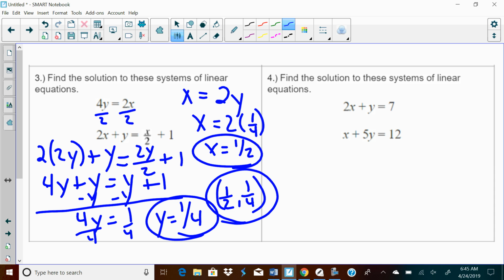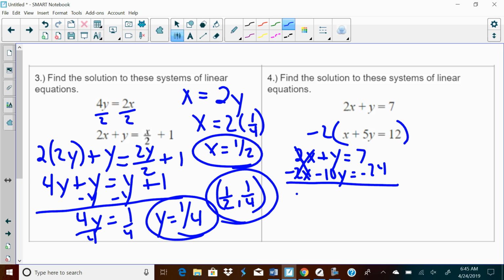For 4, I used elimination, so I multiplied the bottom by negative 2. So I got 2x plus y equals 7. Negative 2x minus 10y equals negative 24. So I simplified these, canceled. I got negative 9y equals negative 17. So y equals 17 over 9.